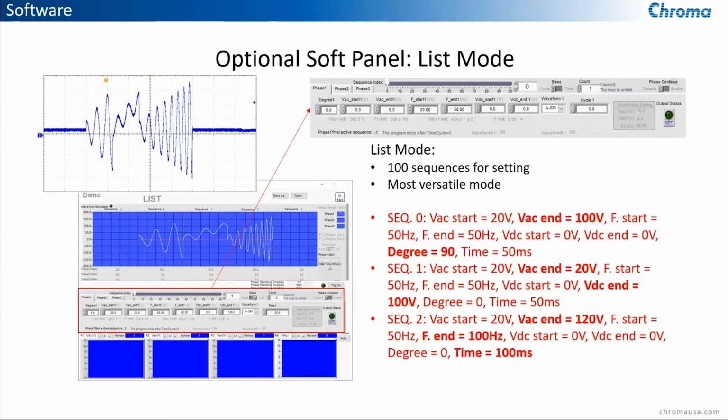I've included an example waveform that you can achieve using fixed mode. There were 3 sequences programmed to start at 20 volts and end at 120 and 120 volts. Sequence 1 has 100 VDC voltage end, and sequence 3 has a 100 hertz frequency end and runs for twice as long as 1 and 2. So here in red, these are all the settings that I set inside of this soft panel to create this waveform capture on the oscilloscope.